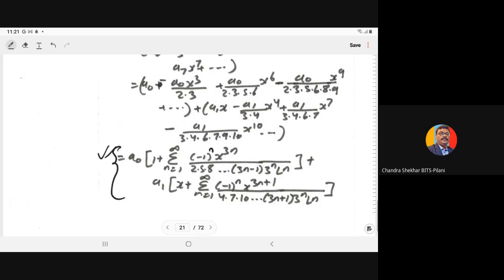What is it? Not L, factorial n. It is the factorial n.